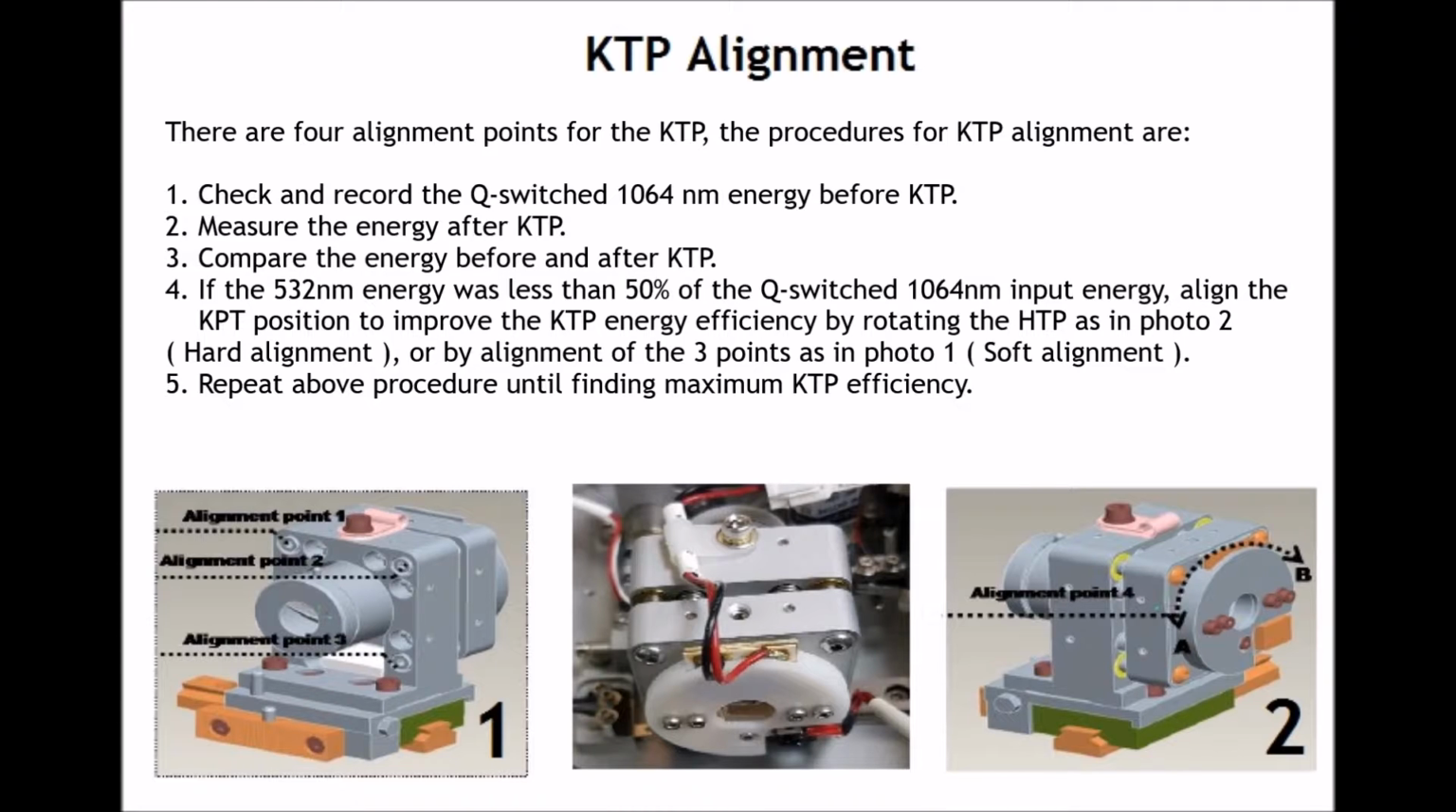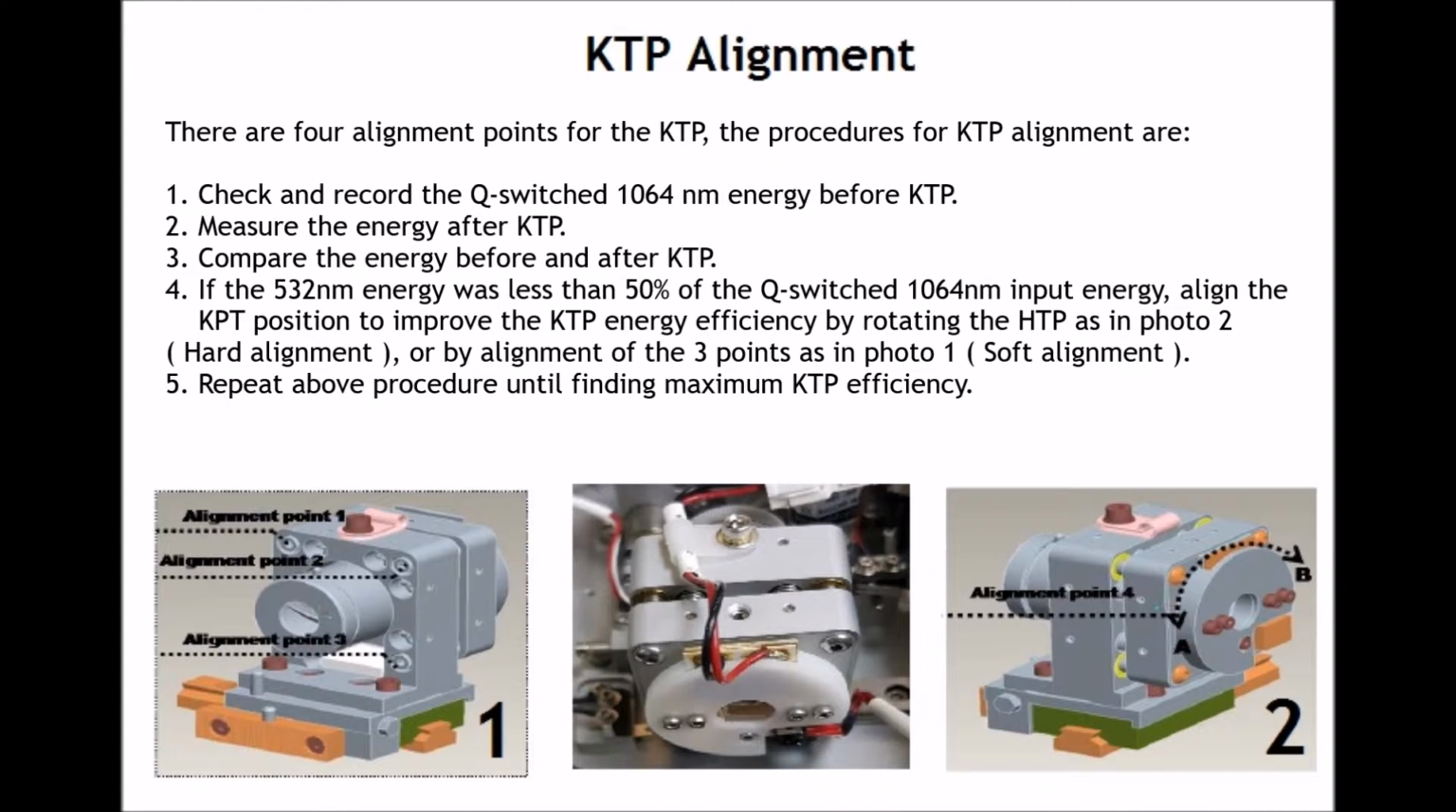The procedures for KTP alignments are: 1. Check and record Q switch at 1064 nanometer energy before KTP. 2. Measure the energy after KTP. 3. Compare input energy before and after KTP.